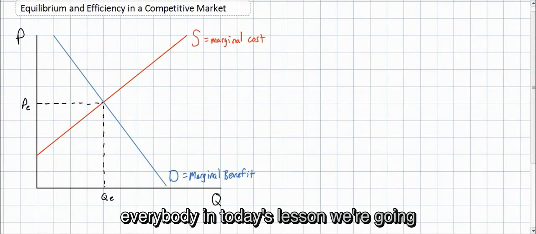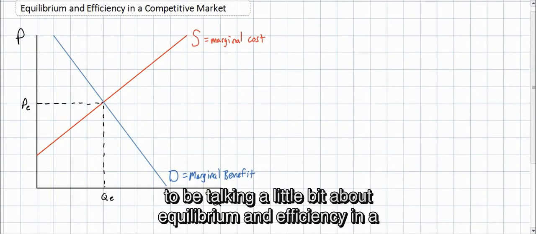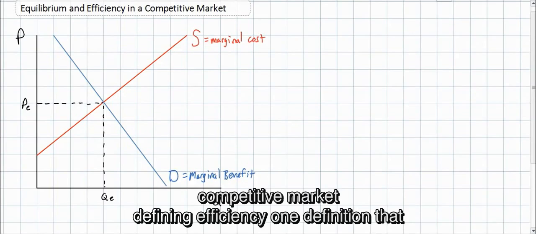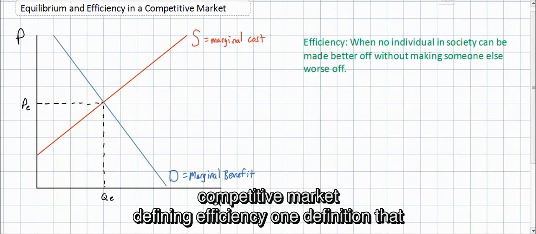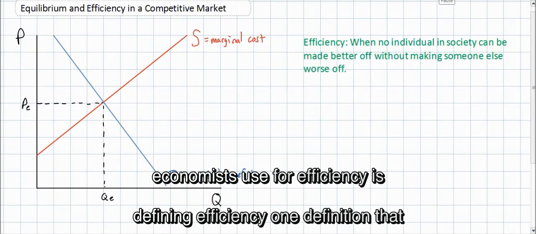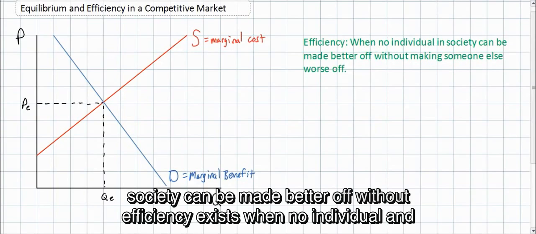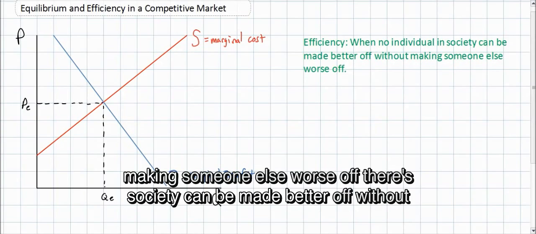Hey everybody, in today's lesson we're going to be talking a little bit about equilibrium and efficiency in a competitive market. We're going to start by defining efficiency. One definition that economists use for efficiency is efficiency exists when no individual in society can be made better off without making someone else worse off.